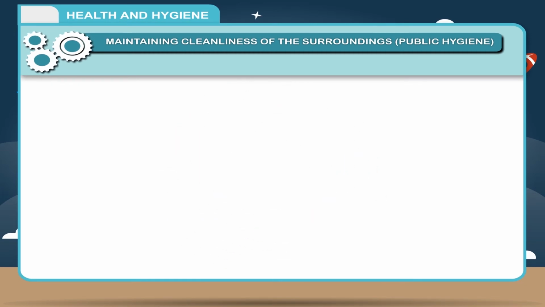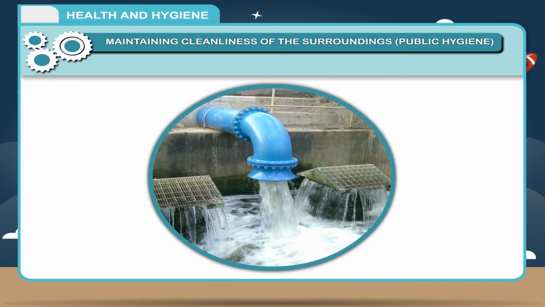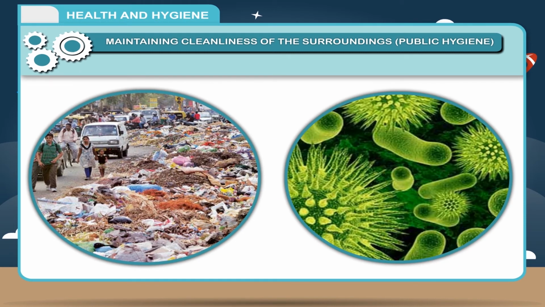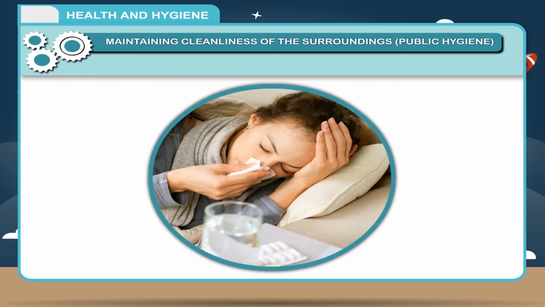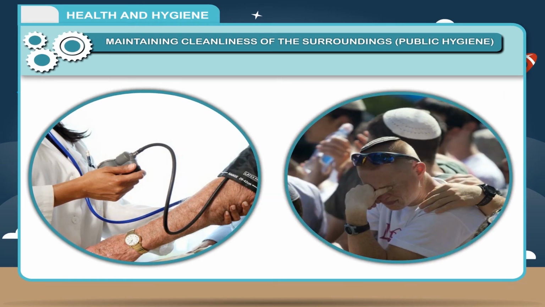But what will happen if your neighbor dumps garbage in the open? What will happen if the drinking water supply is not clean? These unhygienic conditions may produce disease-causing microorganisms, and you may get infection and fall sick. Thus, unhygienic personal habits can create health problems for you and the entire community.